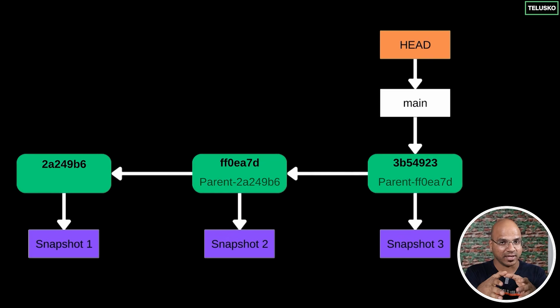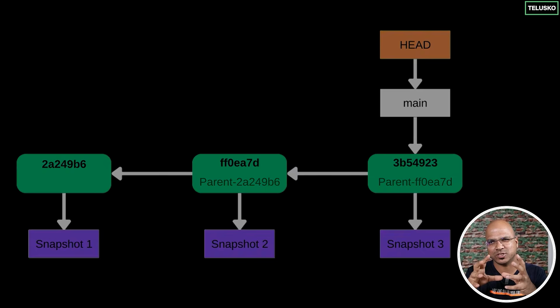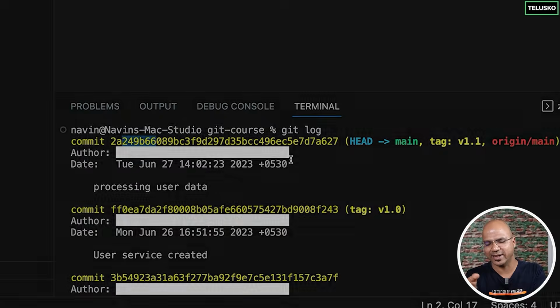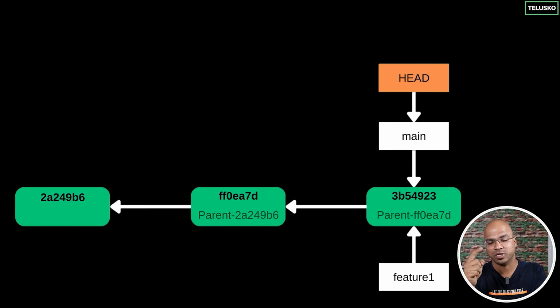So it creates a parent. It also has a checksum and multiple things. It also saves data in a tree format. But just to keep it simple, let's say we have the checksum and the commit ID, or the commit hash. The main is pointing to the new commit, and the HEAD is pointing to the new commit. And now we are doing one more commit.